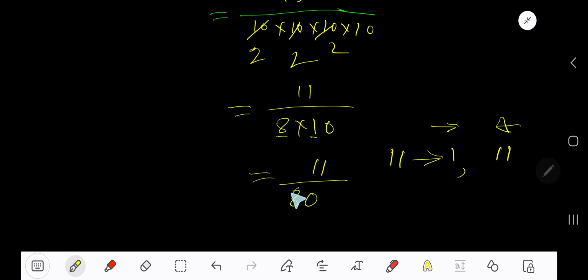1 times 11, 11. So we are done. Since this is a proper fraction, we have nothing to do.